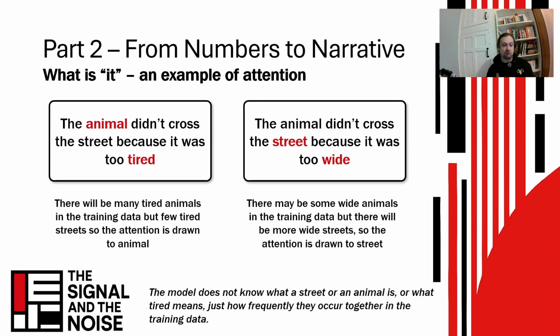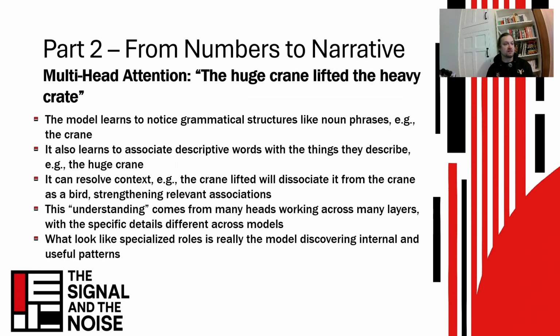The model doesn't know what a street or an animal is, or what tired means. It just knows how frequently these words occur next to each other or close to each other in the training data. Because of that, it can solve this attention and understand, or appear to understand, the difference between these two sentences, even though it's not directly obvious. It's not explicitly stated.